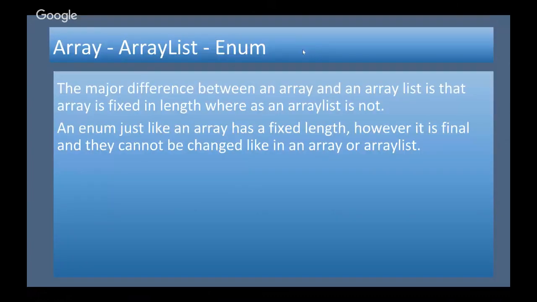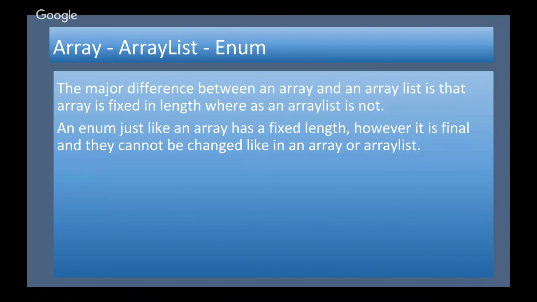Next, we have the array list and an enum. Array and enum are the same in the sense that they have fixed lengths, and they both need to have the same data types throughout the entire list of variables within them. However, an array list is not set in length, so it can be added to and taken away from. It's more variable than the other ones.